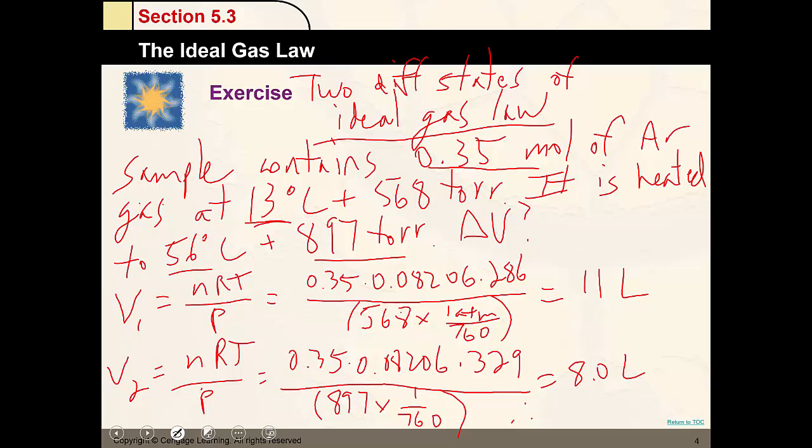So that means the final volume minus the initial volume, 8 minus 11, that change in volume is negative 3 liters. And that negative indicates that that volume is decreasing by 3 liters. Okay, so you should be able to use the ideal gas law when given 3 out of the 4 variables for 2 different states, and then be able to calculate the difference between those 2.